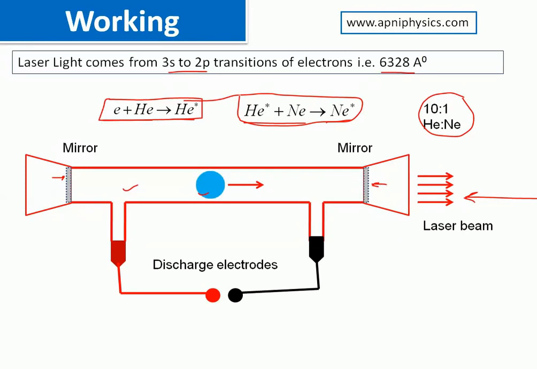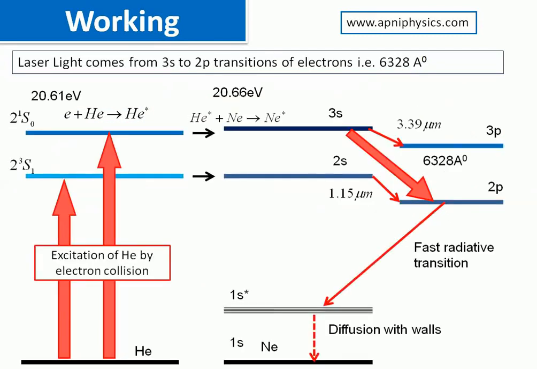But which energy states are responsible for the laser light? They are the 3s and 2p orbitals, between which we get the laser light, that is 6328 angstrom, red color light. So with this energy level diagram you can understand better. First of all, this is the ground state of the helium atom, right? So we provide the electric discharge, and by this way the helium atom is excited into two different states.